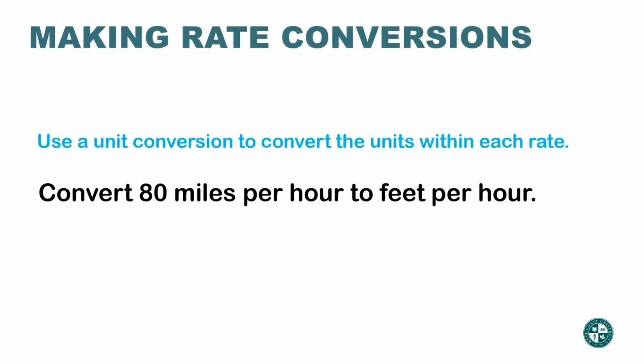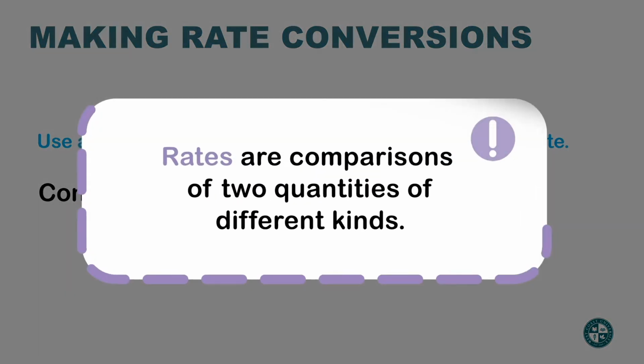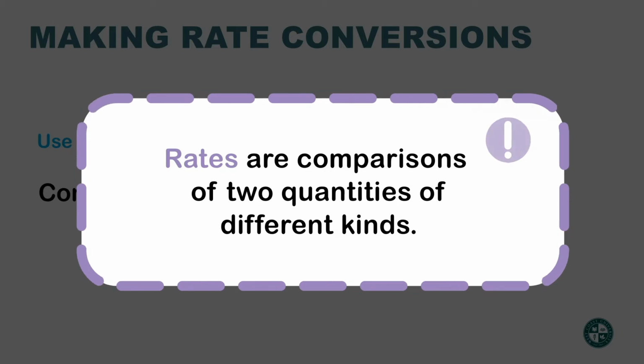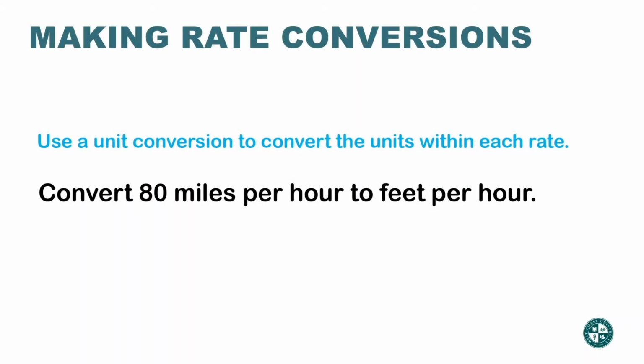Instead, they could give you what is called a rate. A rate is a comparison of two quantities of different kind. And we write rates like fractions. And we're going to convert given rates to another kind of rates. It's the same thing I showed you before, but we're not working with given whole number measurements. And here's an example. Convert 80 miles per hour to feet per hour.